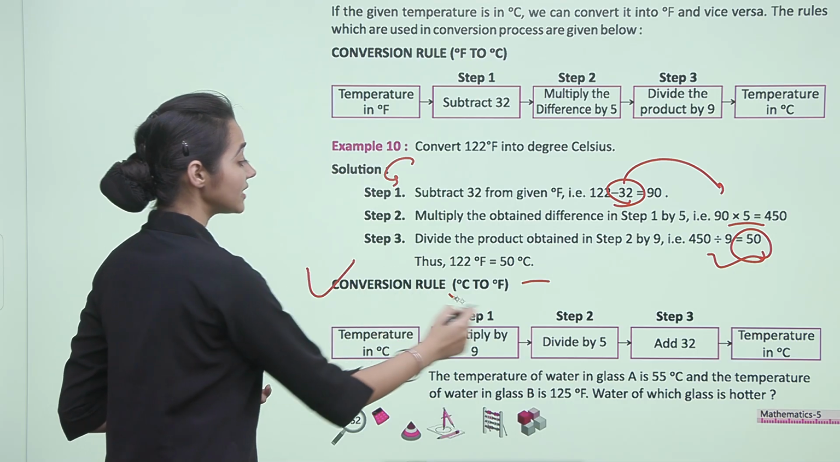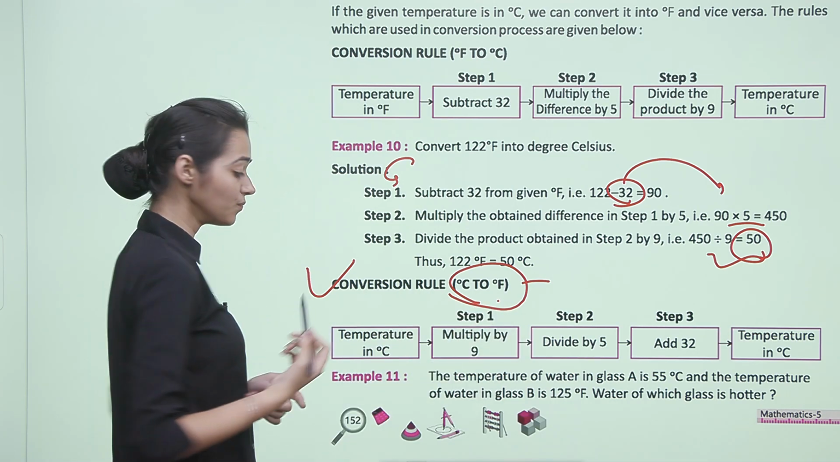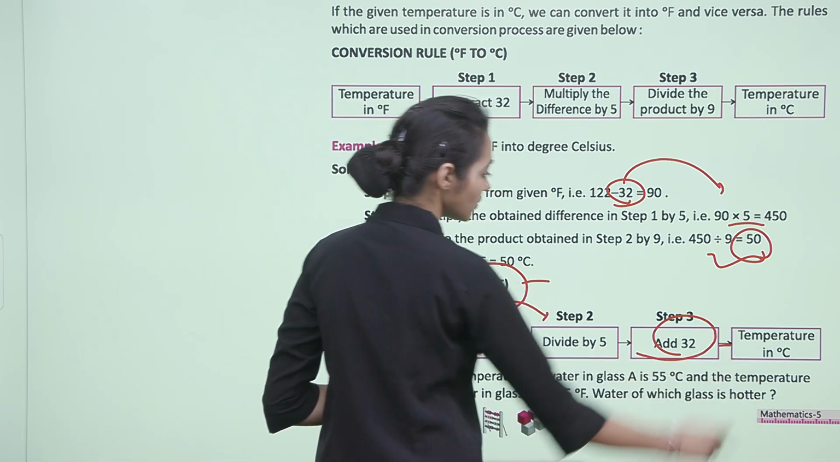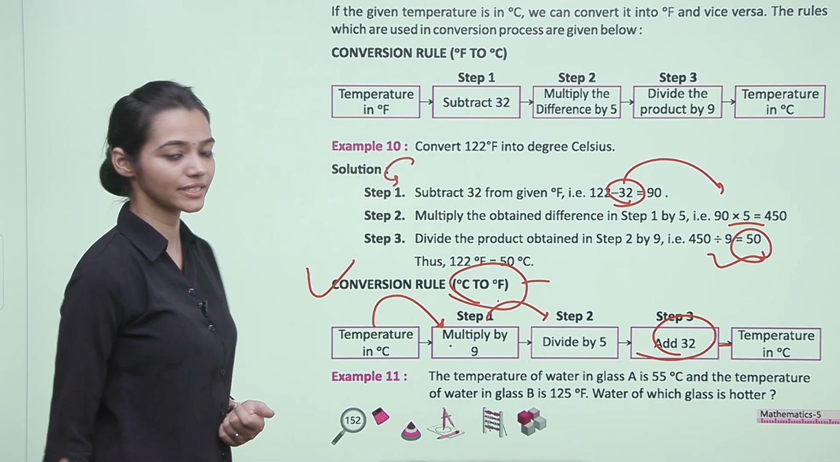Now the conversion rule of degree Celsius to Fahrenheit, what will we do? Take the temperature in degree Celsius, multiply by 9, divide by 5, then add 32, and hence we get our temperature in degree Fahrenheit.